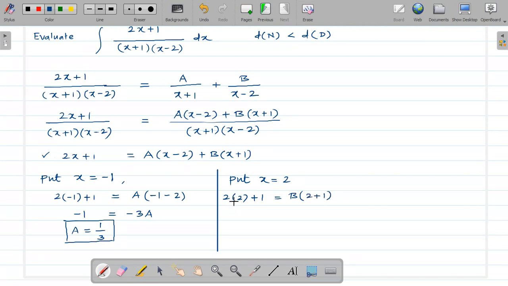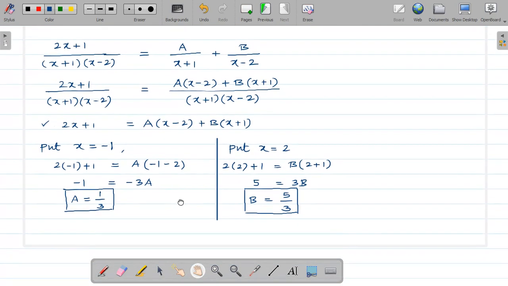Now 2 into 2 is 4, 4 plus 1 is 5. So 5 is equal to 2 plus 1 is 3, so 3b, and hence we get the value of b is equal to 5 by 3. So removing a, you will get the value of b. So this is the procedure to obtain the constants.